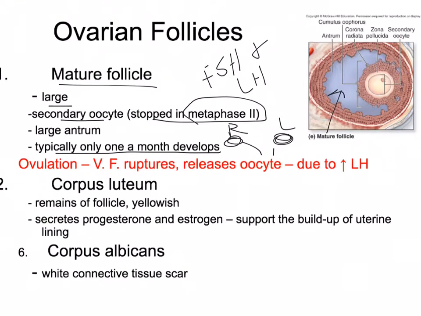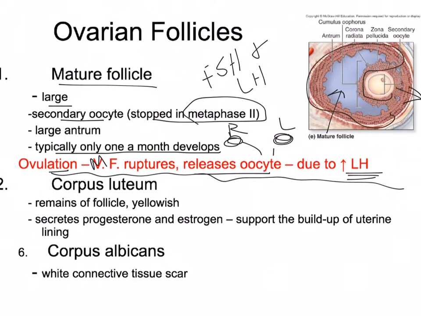Ovulation is when this mature follicle ruptures and releases the oocyte, and this happens because luteinizing hormone goes up. After the egg is released, it'll be pushed off to the side. This tissue in here is big, so it can't just disappear. It becomes what's called the corpus luteum, the yellow body. Basically it's the leftover follicle, the remains of the follicle, and it looks yellow.